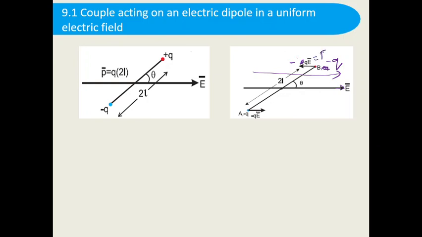This is called F bar. While if it is plus q, then the direction of E bar and F bar are the same. So this will again be F bar, in this direction. The other F bar is in the opposite direction.